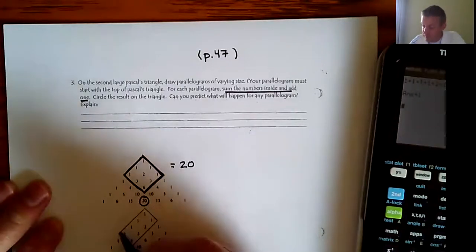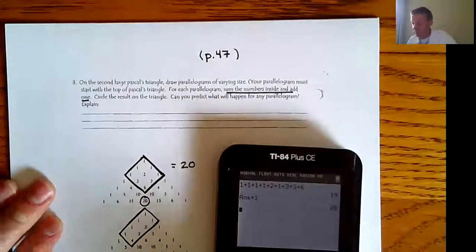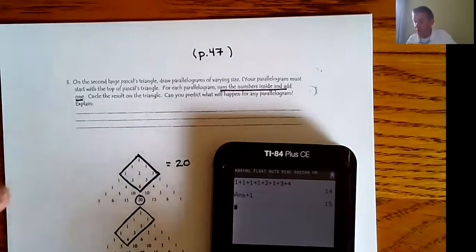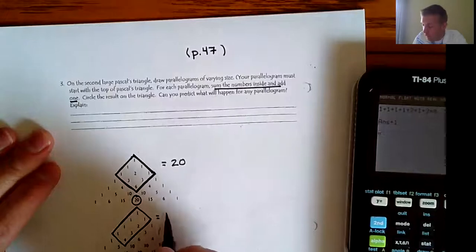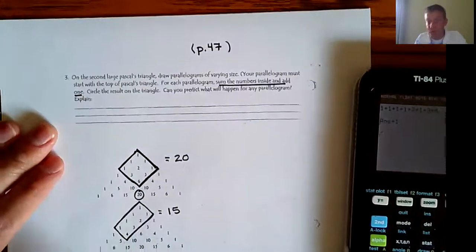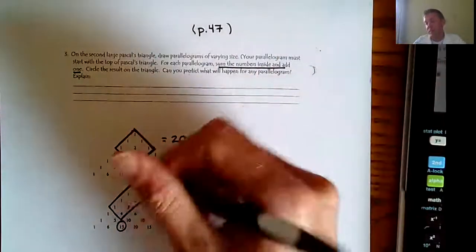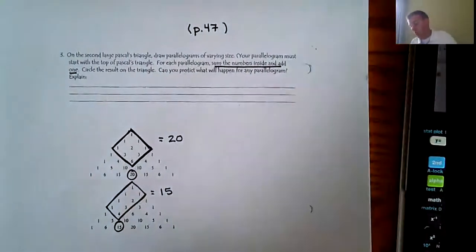Try it again. Here's another possibility. If I do 1 plus 1 plus 1 plus 1 plus 2 plus 1 plus 3 plus 4, it's 14, then add 1. We get 15. Circle it on the triangle. There's 15. Huh.